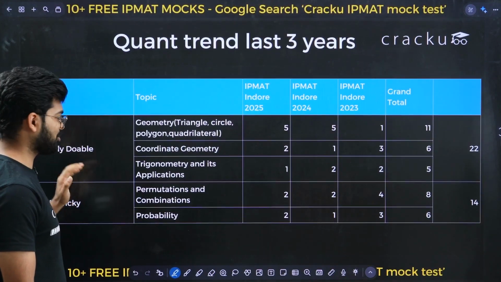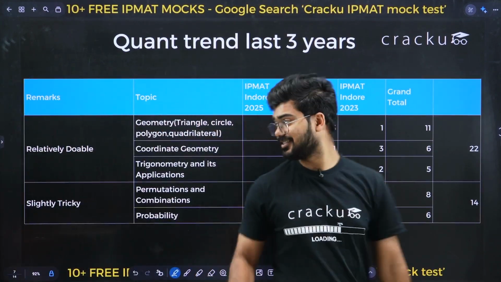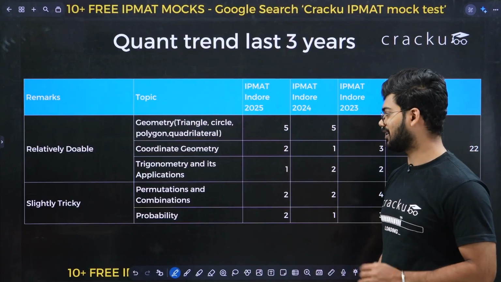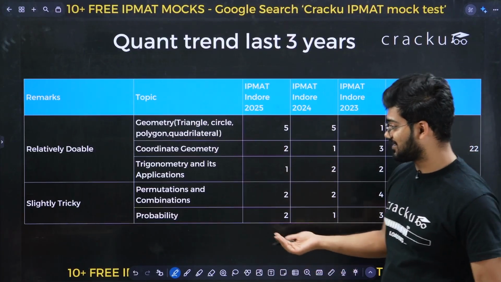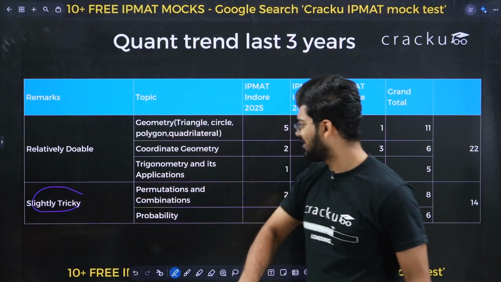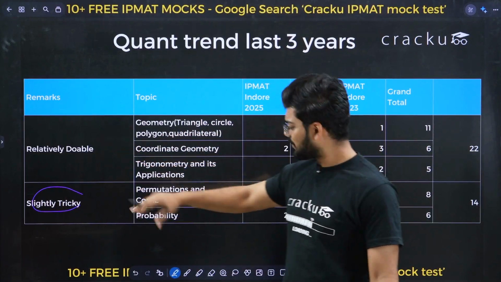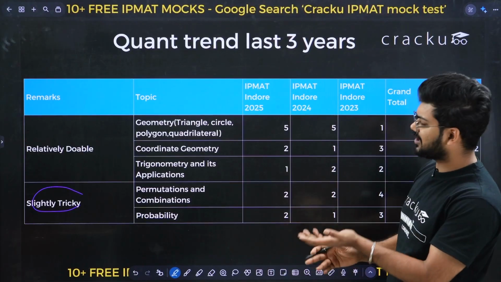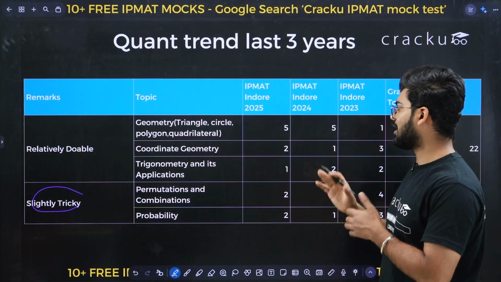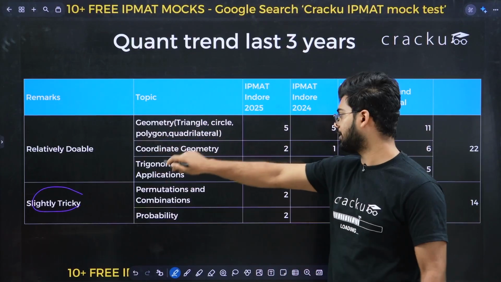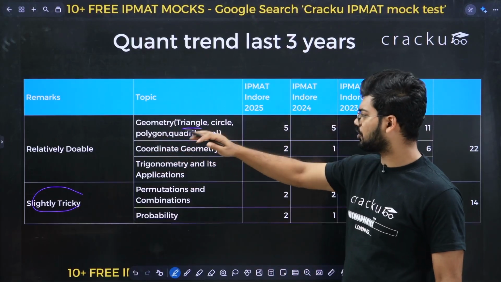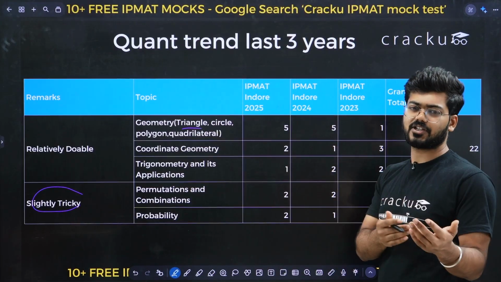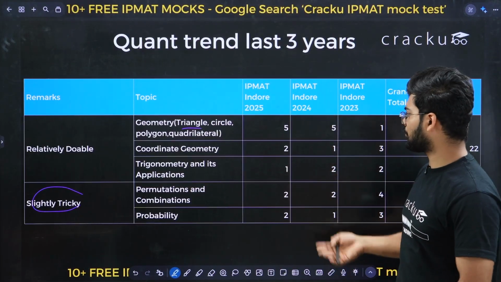geometry. Okay, if we see here is the distribution of geometry and permutation and combination and probability. Now, why have I categorized it as slightly tricky? I'll come to that. And relatively doable. As compared to permutation and combination and probability, geometry is relatively doable. In geometry I have categorized normal geometry: triangle, circle, polygon, quadrilateral, area based questions, right? Normal properties, circle properties, tangent properties, those kinds of questions.